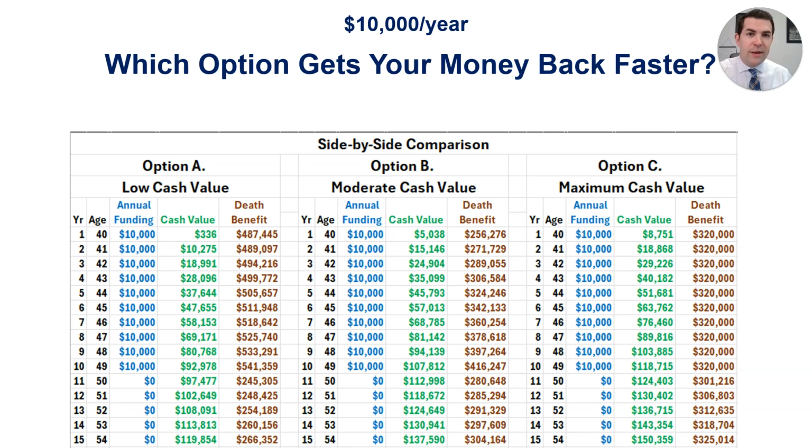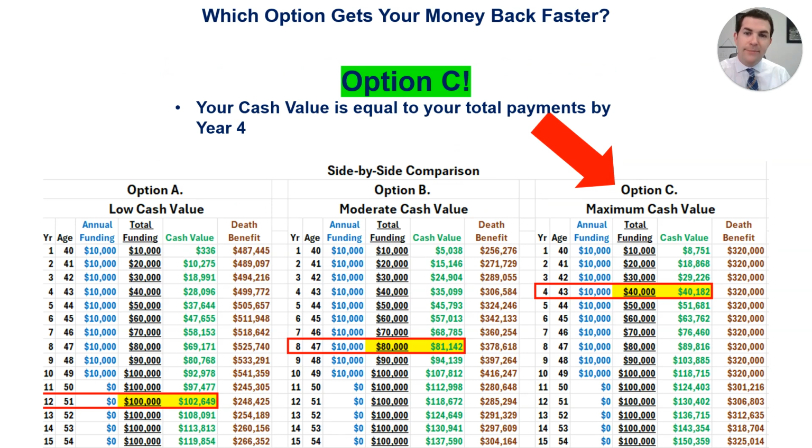If you were to compare them side by side, which policy got your money back faster? Option C. You can see by year 4, your cash value is equal to your total payments. Total payments by year 4, $40,000. Total cash value is what? $40,000. Look at year 4 with option B, $35,000 in cash value. What about option A, $28,000 in cash value? What was the difference? That premium figure and then the PUA figure.